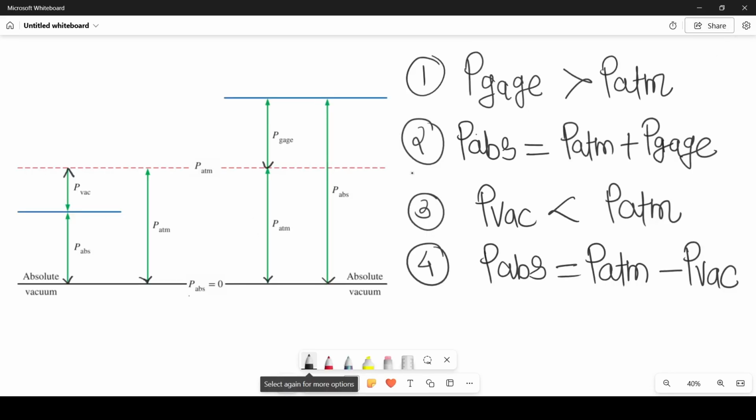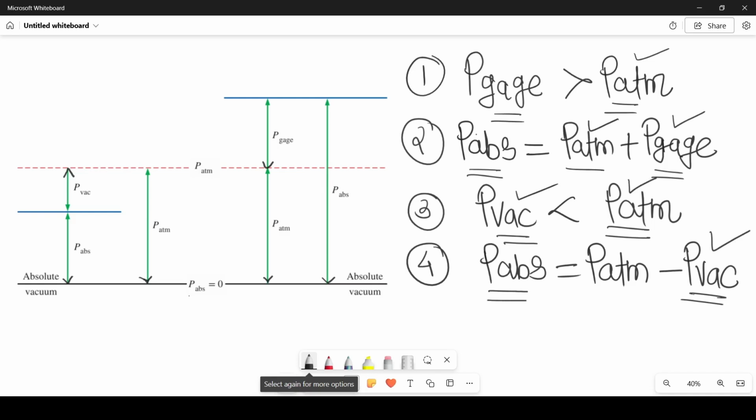So in summary, we learned that gauge pressure is the pressure which is above the atmospheric pressure. When a gauge pressure is given, the absolute pressure is the sum of atmospheric pressure plus the gauge pressure. The vacuum pressure is the pressure which is below the atmospheric pressure. When a vacuum pressure is given, the absolute pressure is atmospheric pressure minus the vacuum pressure.